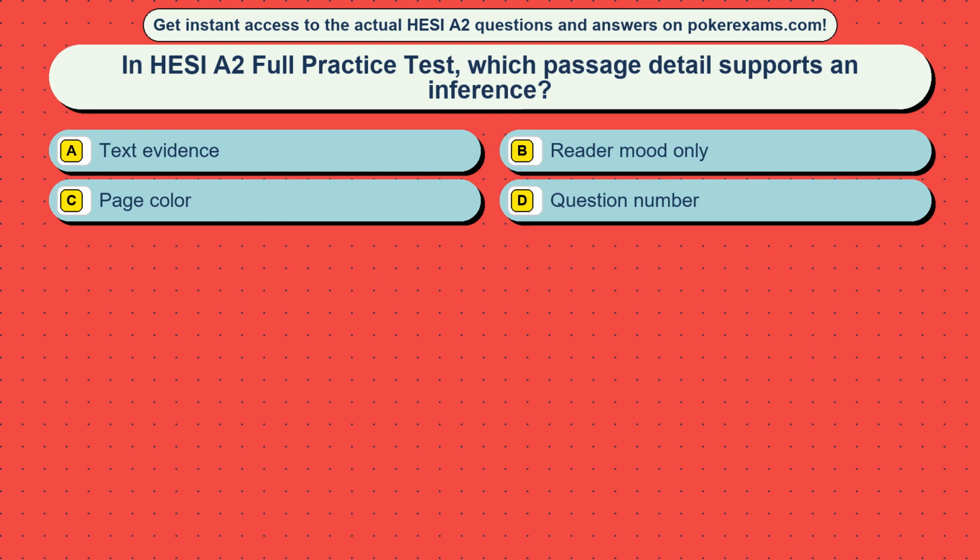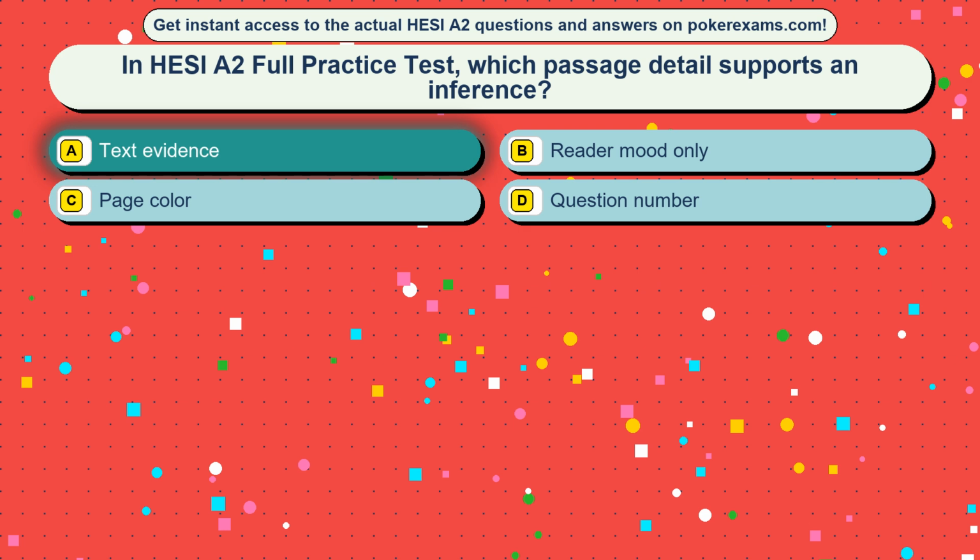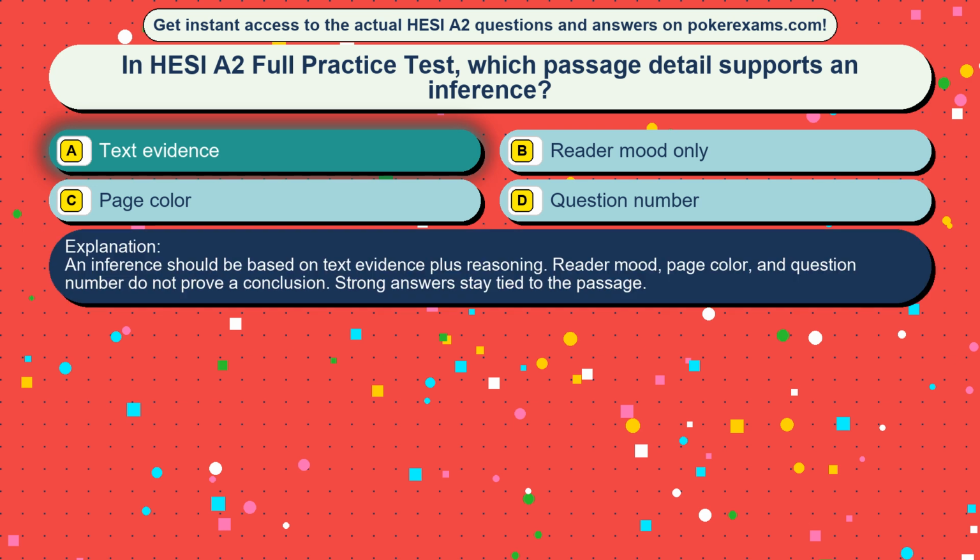Question 13. In HESI A2 full practice test, which passage detail supports an inference? Option A, text evidence, option B, reader mood only, option C, page color, option D, question number. The correct answer is option A, text evidence. An inference should be based on text evidence plus reasoning.